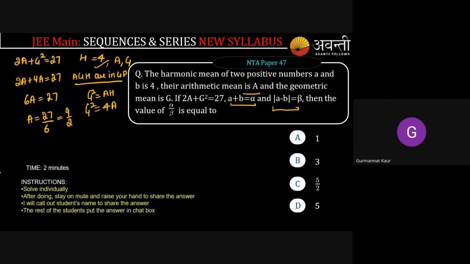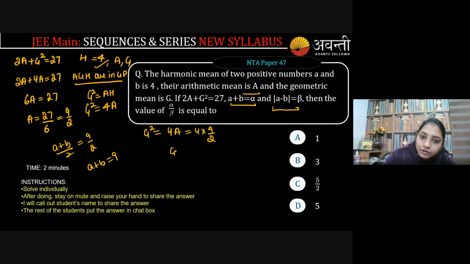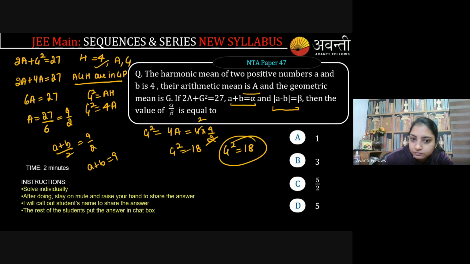Okay. Now, if two numbers are given, I just got the A and B. Now what next? If two numbers are there and they are in AP, then you can say A plus B divided by 2 is 9 by 2. Then A plus B must be equal to 9 or not? Yes, ma'am. And G square is equal to 4 into A. It means 4 into 9 by 2. So the value of G square is going to be 18. Agree? Yes, ma'am.